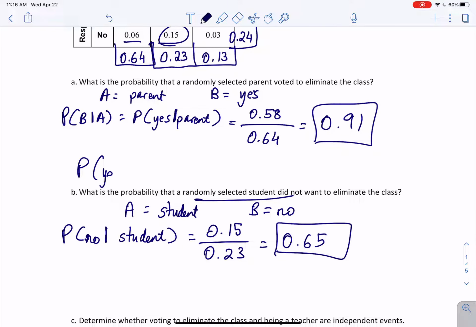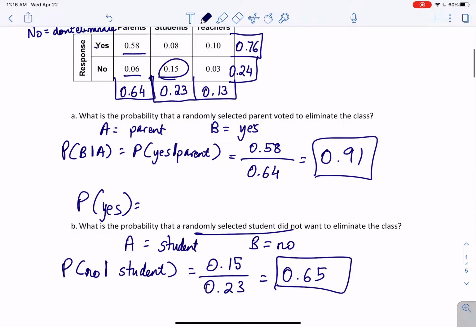if I wanted the probability that I picked someone who voted yes, it's a 76% chance I pick someone who voted yes. But if I pick a parent, that probability changes to 91%. This shows that these events are dependent on each other because picking a parent who votes yes is a higher chance than just picking anyone who voted yes.